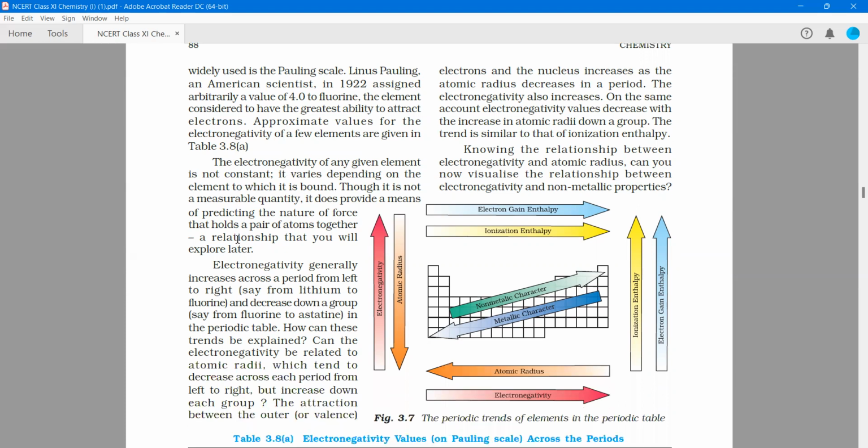This I already told you. Electronegativity generally increases across the period from left to right and decreases down the group. Again, it has to do with size, okay?